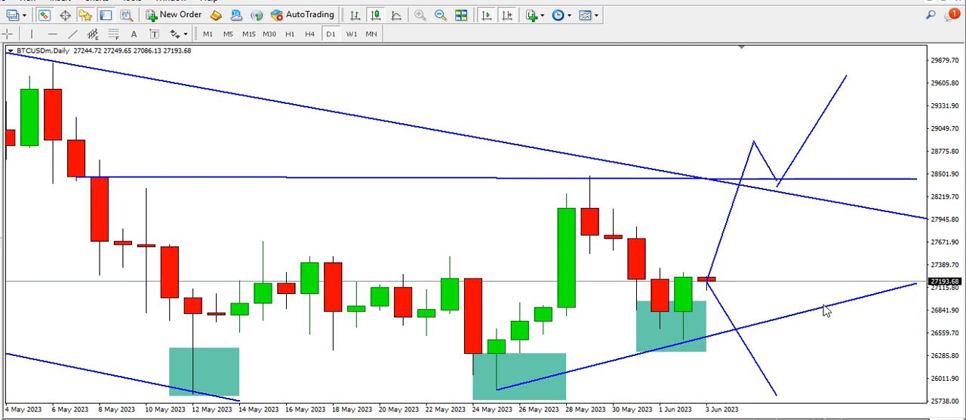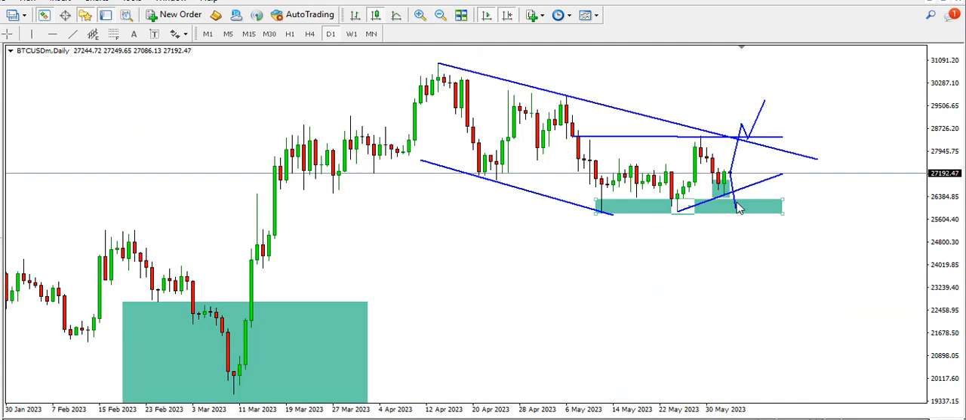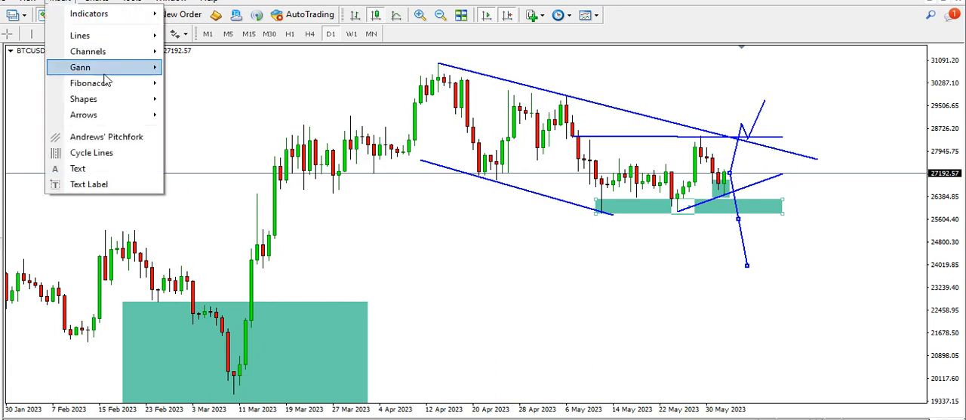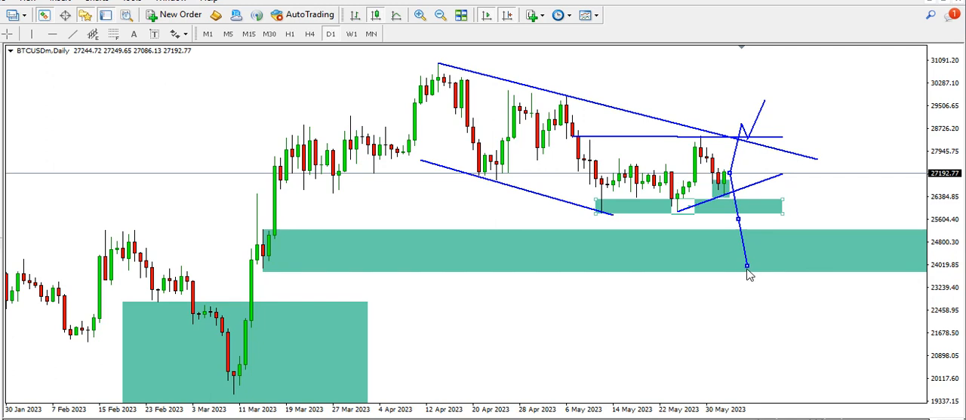So I expect price to respect this particular ascending trend line. Failure of that ascending trend line might send price back to the range bottom. This is our range bottom. And if that range bottom does not hold price, we have this order block on the daily time frame around this point that might serve as support for price to find support and go up.